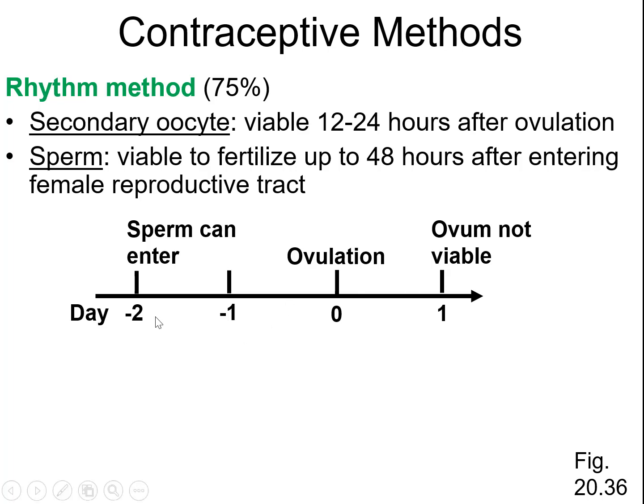So if you can get a sperm that can last up to 5 days, you could really have the sperm enter the female's reproductive tract back here like 5 days before ovulation and still be around to fertilize the egg. So now our window is getting bigger and bigger.